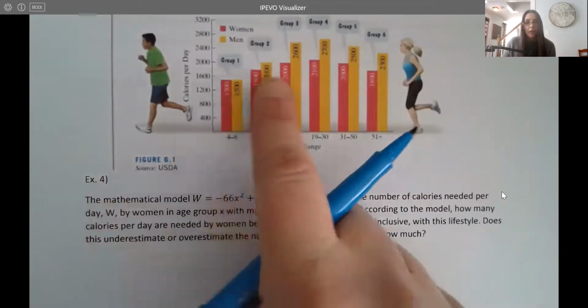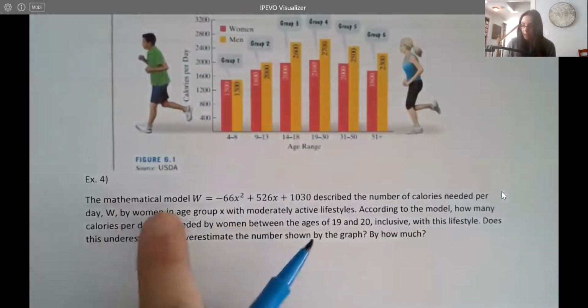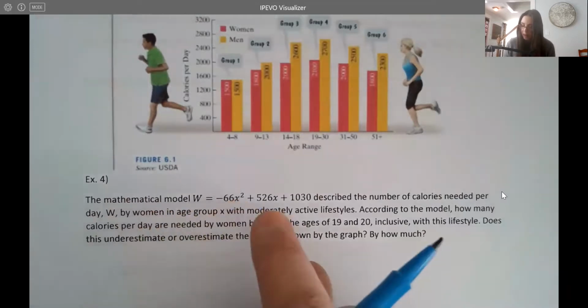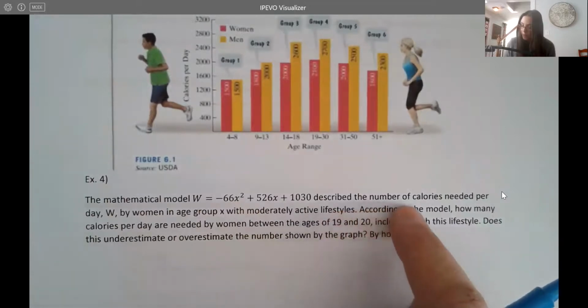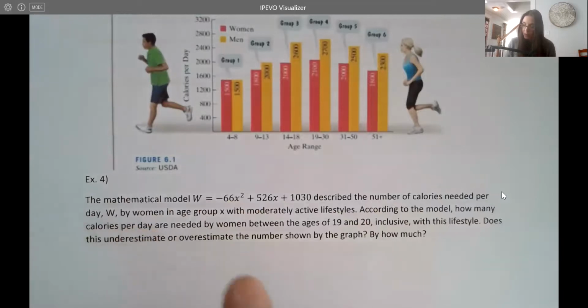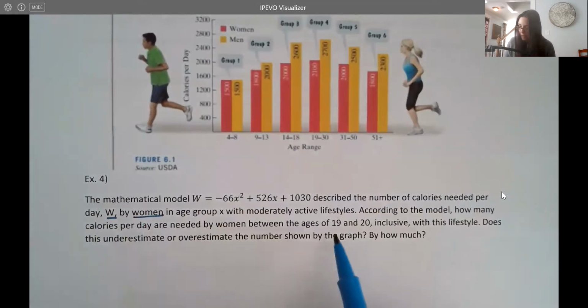Now, here's our bar graph, but there is a specific mathematical model used as well. So the mathematical model W equals negative 66x squared plus 526x plus 1030 describes the number of calories needed per day by women in age group x with moderately active lifestyle. So we're focusing on women here, hence the W. According to the model, how many calories per day are needed by women between the ages of 19 and 20 inclusive?